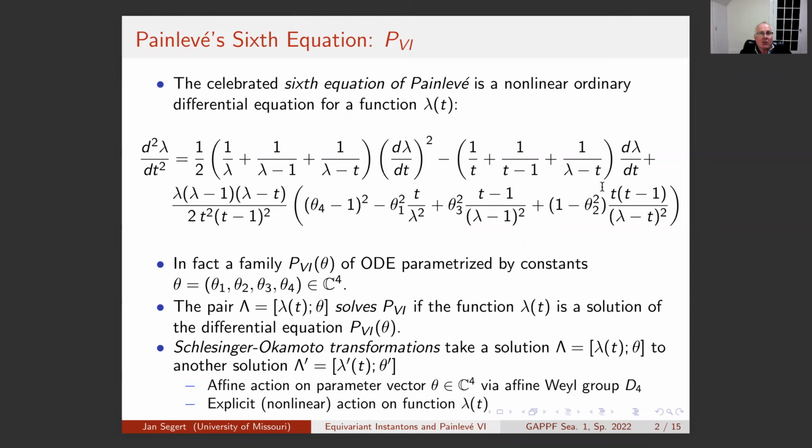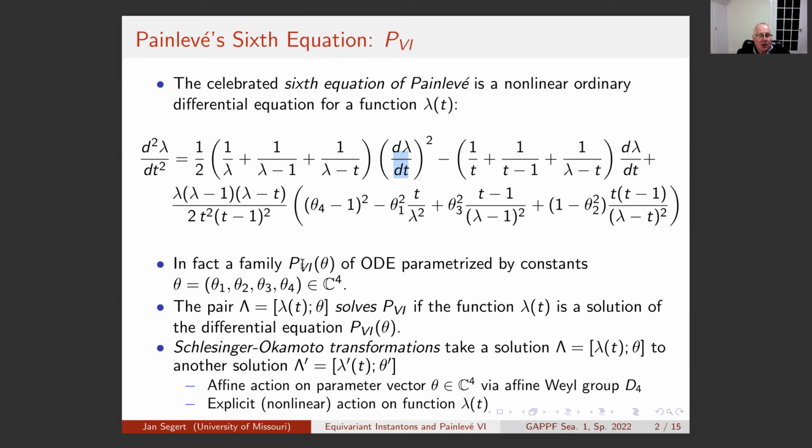It's a famous nonlinear second-order differential equation for a complex valued function of a complex variable. And the equation looks like this. It's second order, involves a second derivative, first derivative squared, so it's clearly nonlinear. And of course you can see it's highly nonlinear by the way the argument appears in here. And it involves four complex parameters or four complex constants.